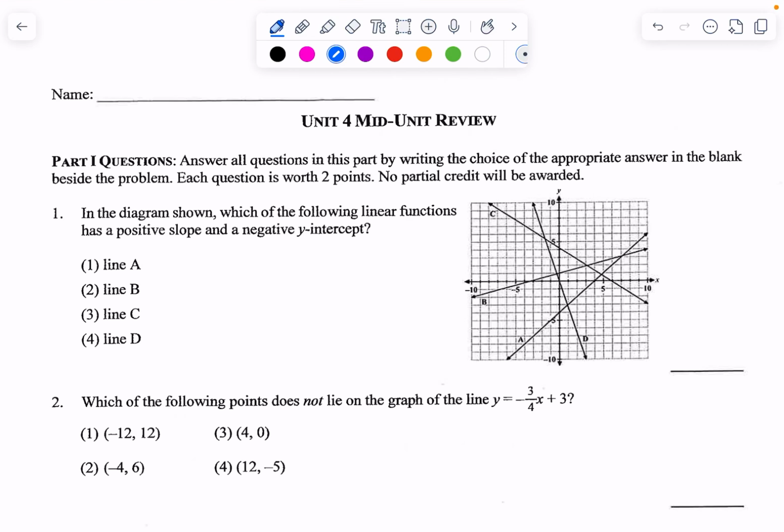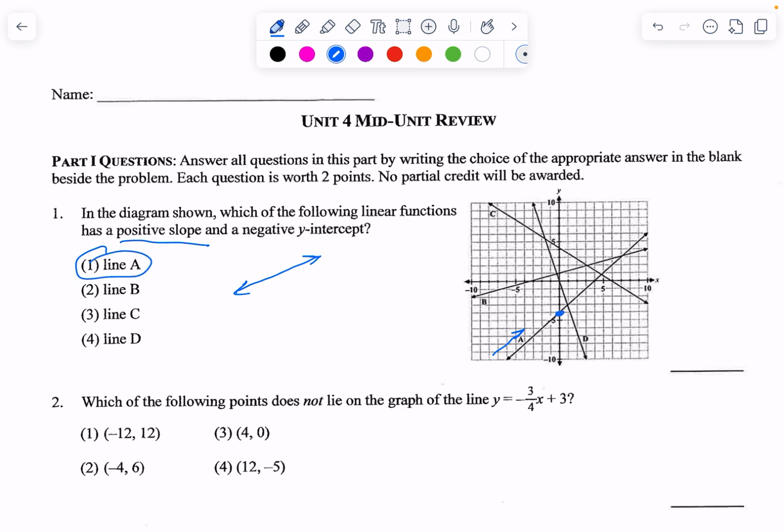Okay, so here's the review. The first one, they want to know which one has a positive slope. Positive slopes go this way, from left to right they go up, and it has a negative y-intercept. So this is a negative y-intercept, and this one's going up. So this is letter A, so this is line A.